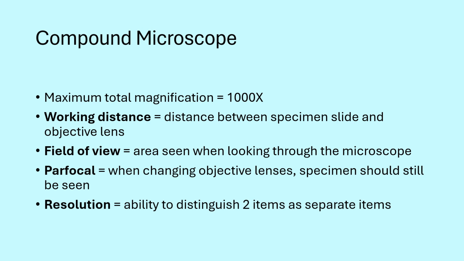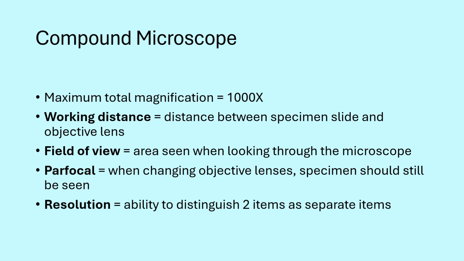The total magnification, as high as you can get, the maximum level is going to be 1,000 times. I don't care what the brand is, that's as high as it's going to go. Now you can go to higher magnification if you use things like an electron microscope, but for a compound microscope, 1,000 times magnification is as high as you can go.